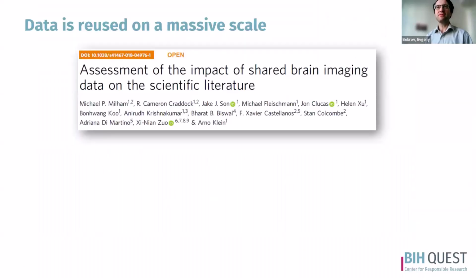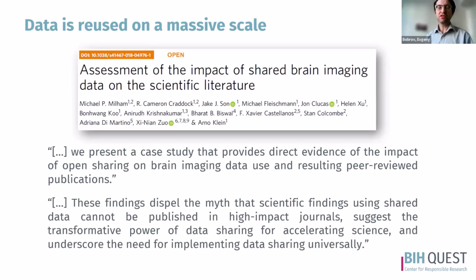And importantly, what has been shown in the last years is that data which has been shared is also being reused on a massive scale. This is a very nice study from a few years back. This study looked at the sharing of neuroimaging data and how it has been reused. They provide evidence that there is an impact of open sharing of brain imaging data, and that this results in peer-reviewed publications, and that in fact the prejudice, as they state, or the myth that articles based on reused data cannot be published in high impact journals is actually not true.